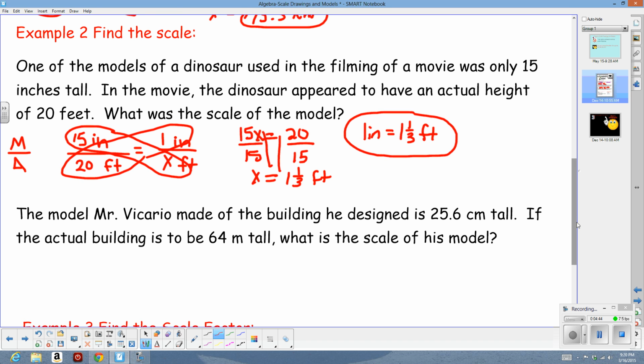The model Mr. Vicario made of the building he designed is 25.6 centimeters tall. If the actual building is to be 64 meters tall, what is the scale of his model? Again, model over actual. So the model was 25.6 centimeters, and the actual building is supposed to be 64 meters tall. If we want to figure out what the scale is, let's figure out what 1 centimeter is going to be equal to.